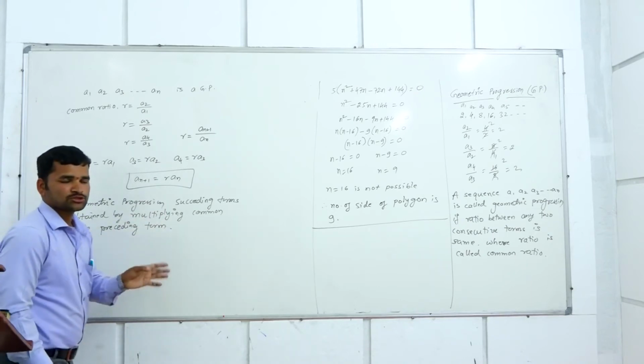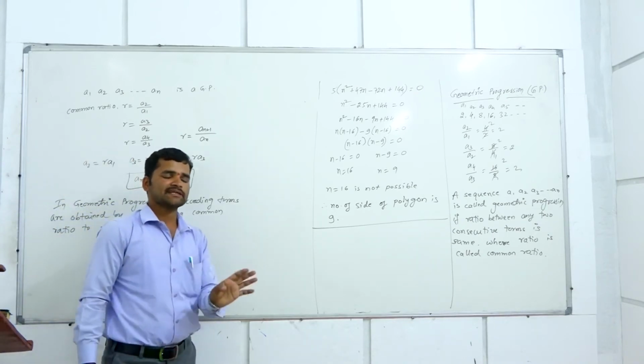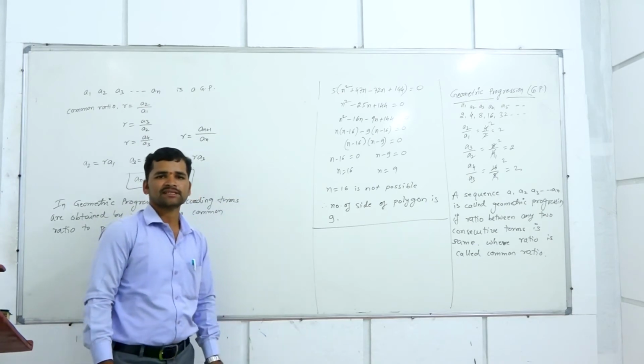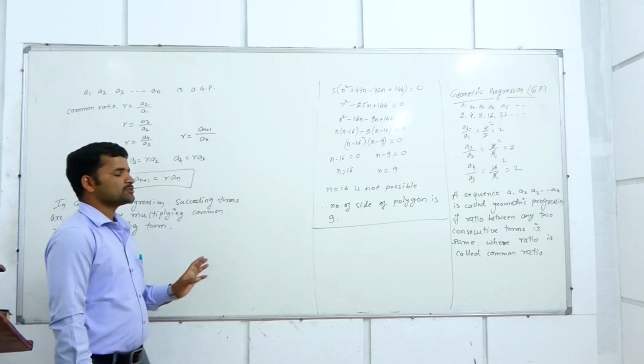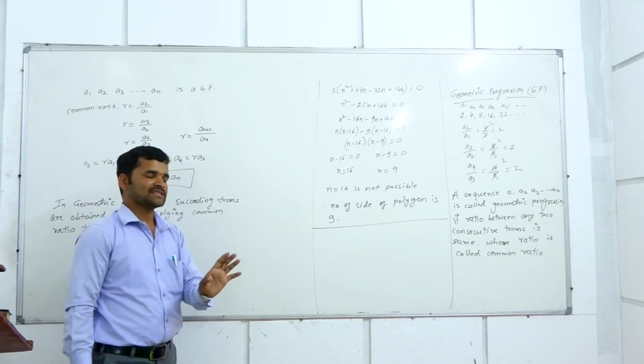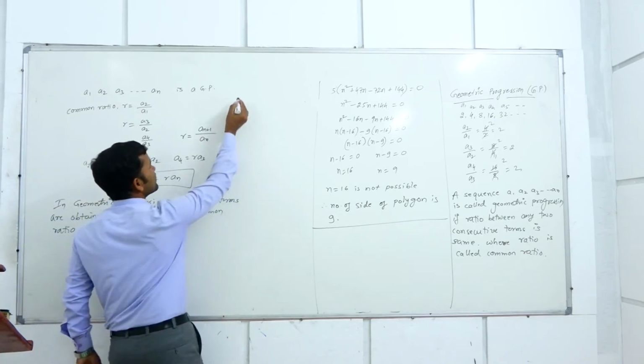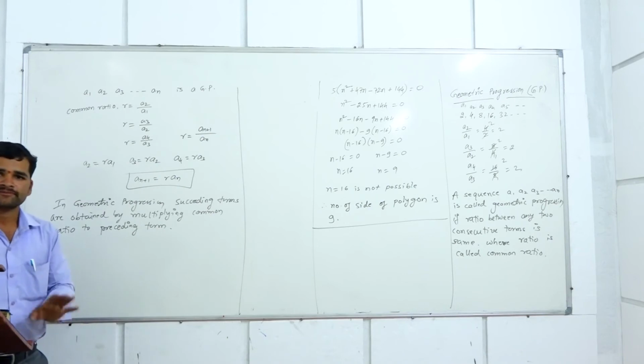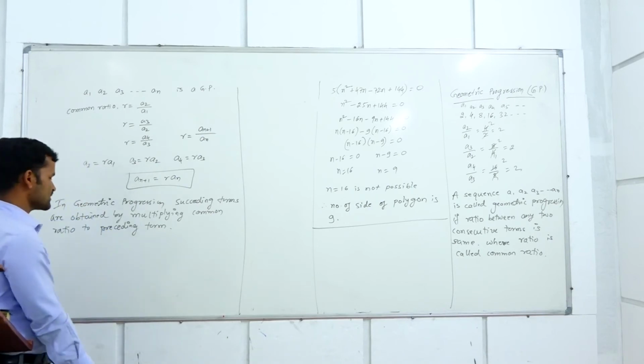First term ಗೆ common ratio multiply ಮಾಡಿದ್ರೆ second term ಬರ್ತದ್ರಿ, second term ಗೆ common ratio multiply ಮಾಡಿದ್ರೆ third term ಬರ್ತದ್ರಿ, third term ಗೆ common ratio multiply ಮಾಡಿದ್ರೆ fourth term ಬರ್ತದ್ರಿ. This is what our geometric progression concept is. ಇದೇ ಇಷ್ಟೇ ನಮಗೆ geometric progression concept.